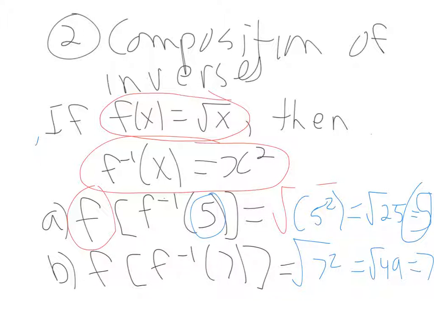Specifically, f of f to the minus 1 of 5 has to be just 5. f of f to the minus 1 of 7 has to be just 7.